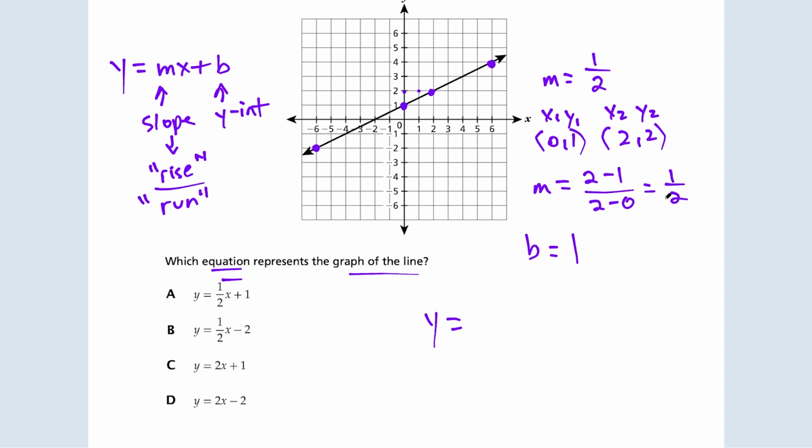So now I just plug my m and my b value into the formula mx plus b, and I would have y equals m is 1/2, x plus b is equal to 1. So I just scan the answer choices here, and choice A is our solution.